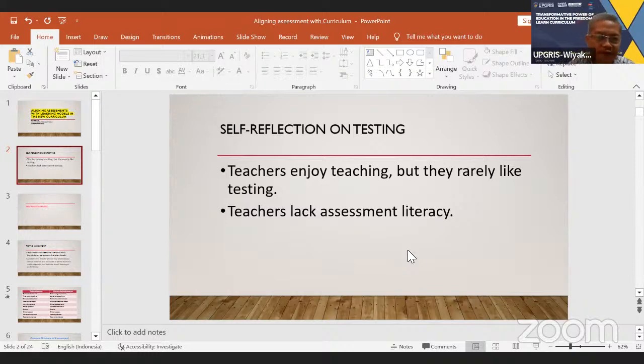Now, to prove that we are good at assessment, I will put a Mentimeter link in the chat.